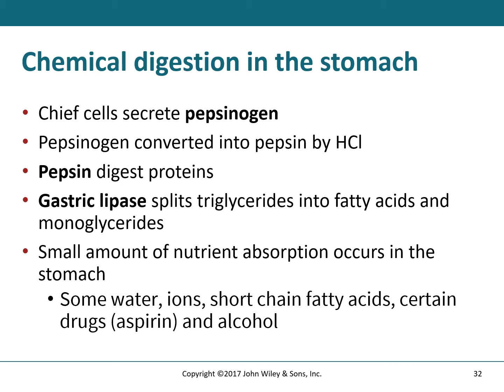We also talked about lipase before with lingual lipase. Now we have another enzyme called gastric lipase, and this one splits triglycerides into fatty acids and monoglycerides. There's only a little bit of nutrient absorption that occurs in the stomach: some water, ions, short chain fatty acids, some drugs like aspirin, and alcohol can be absorbed in the stomach. But in reality, most of the nutrient absorption is going to occur in the intestines.